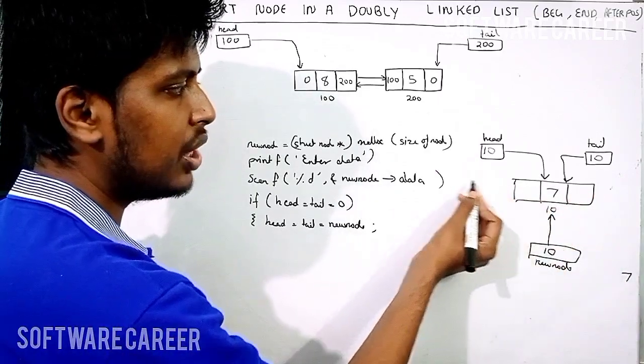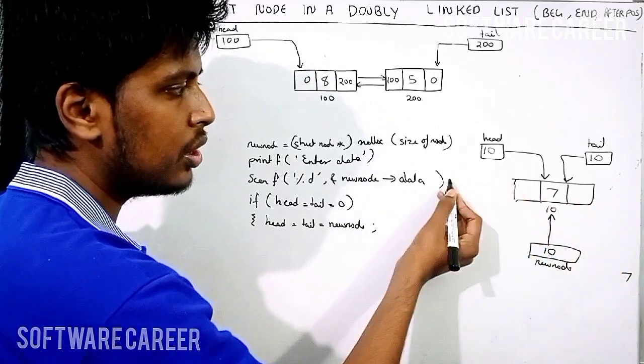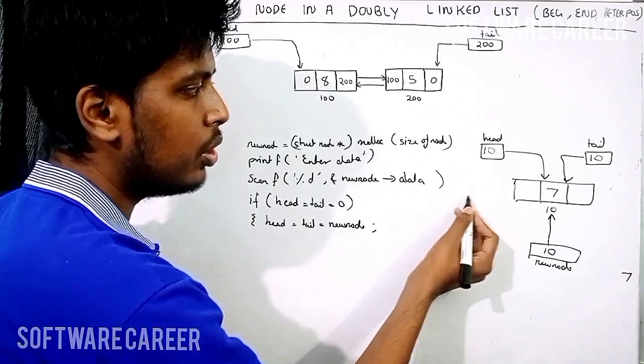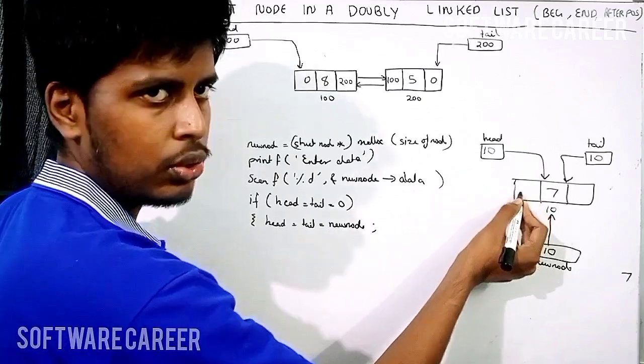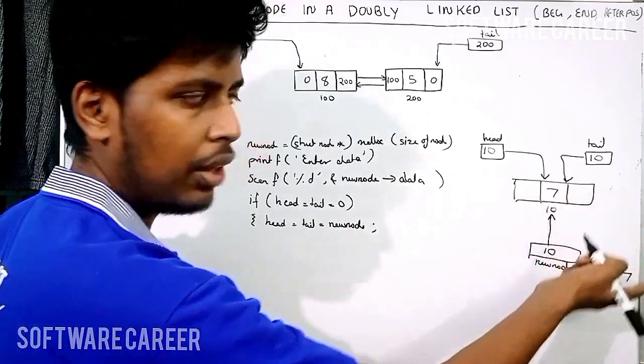So there is no previous node here and no next node here. The previous pointer should point towards the previous node, so the address of the previous node, but no node is present. So I should write 0 here, and in the next pointer also I should write 0 because no node is present after this.